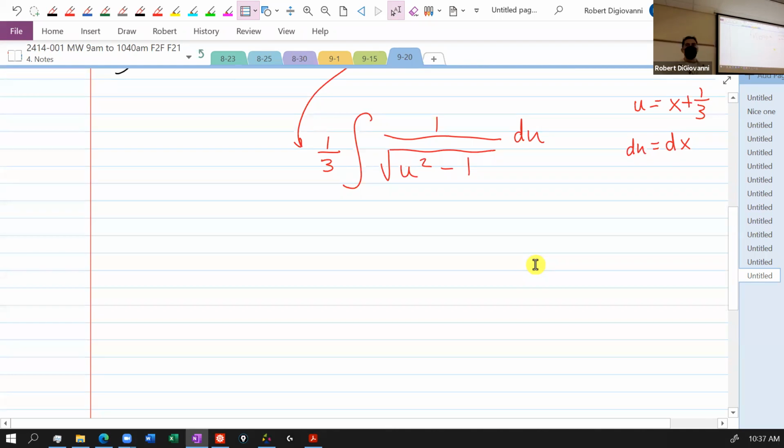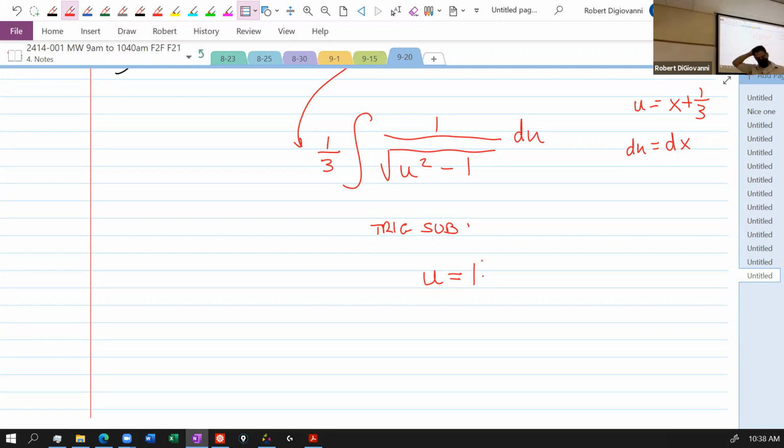Now, does that look like a trig sub problem? Yes, but instead of x squared minus a squared, it's u squared minus a squared, right? So I would make a trig sub here. What would my trig sub be? U equals, not x equals, right? U equals, because u is my variable. What's a for us in this problem? 1, right? And then what's the substitution you make when you have your variable squared minus the a squared?